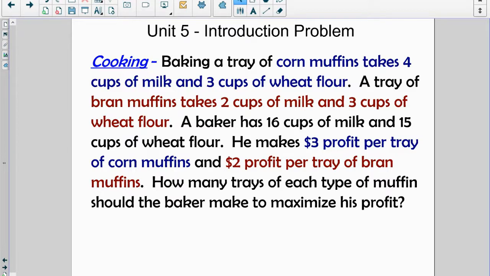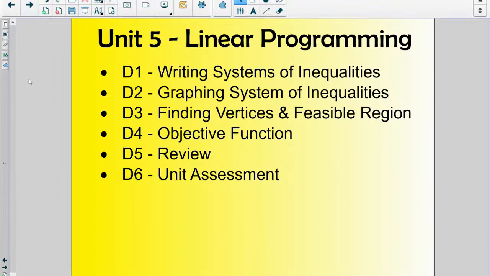So we're not actually going to solve this problem right now, but this is something that we'll look at over the course of the next 3 or 4 lessons, where we'll look at one piece at a time. So this is our plan for this unit. Starting today, our day 1 lesson is going to be focused on writing systems of inequalities. In a problem like the one that we just saw, we are going to need to write several inequalities that make up that problem and that fit together.